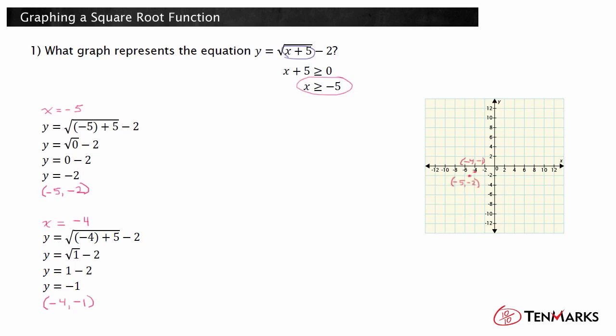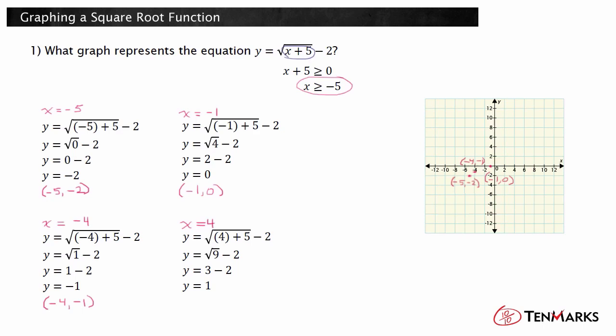Remember, the graph of a square root function is a curve, so it's best to find quite a few points to plot and also to space out the x values so you can accurately graph the equation. Substitute -1 for x in the equation and solve for y. The point -1, 0 is on the graph.